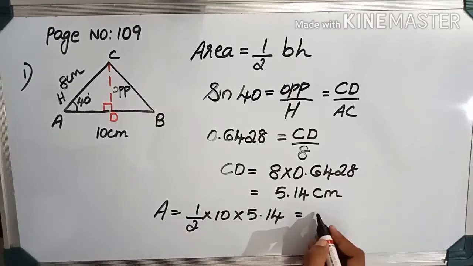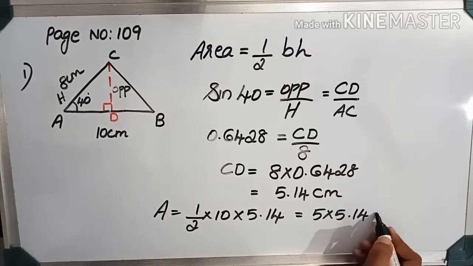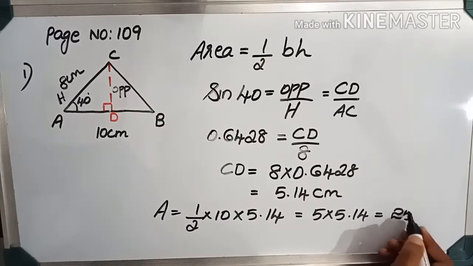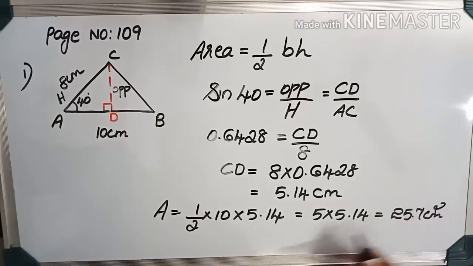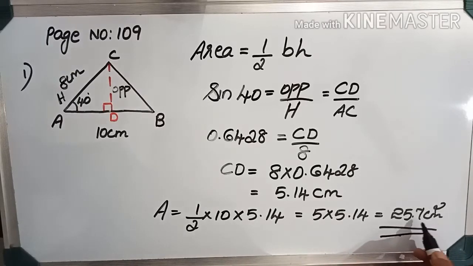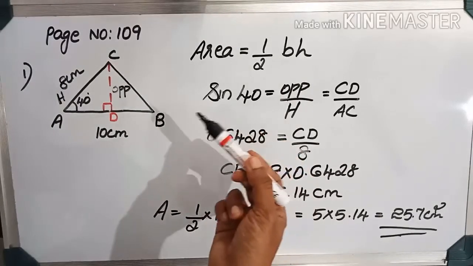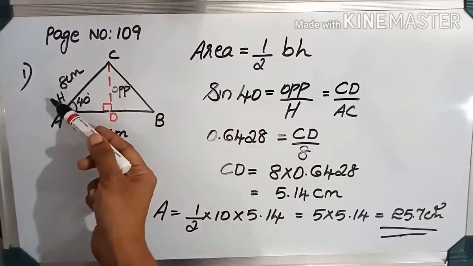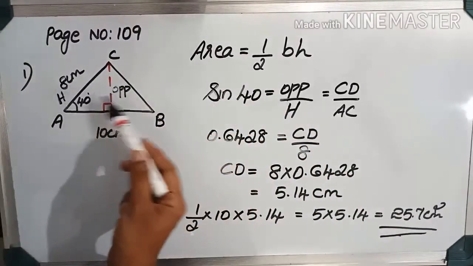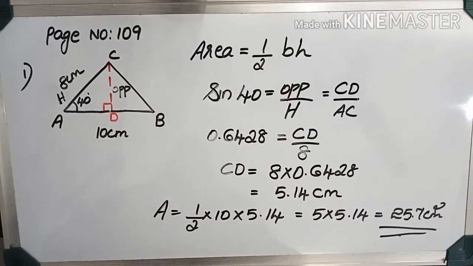So it is 5 into 5.14. Answer will be 25.7 centimeter square. When you multiply these two values, you will get the answer as 25.7 centimeter square. So this is the area of this particular triangle. The only thing you have to check is sine or cos. Given side and the side you have to find, the relation between those two will be sine or cos. First you have to choose that, then it is very easy to solve. So this is the answer for the first question.